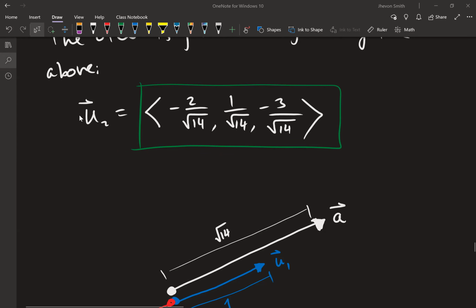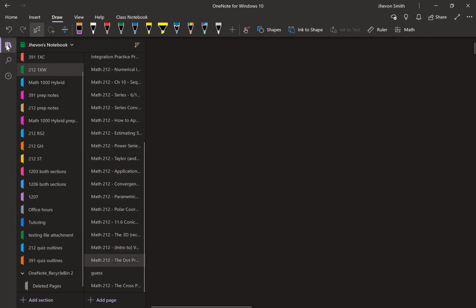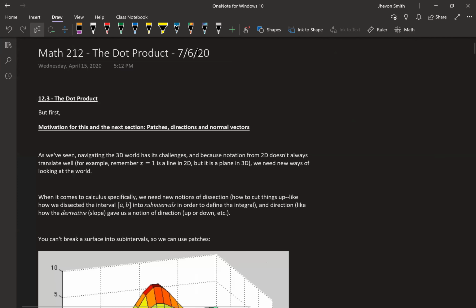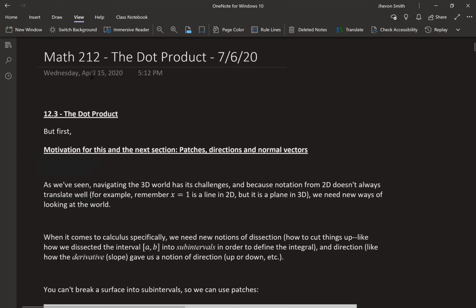Okay, so that's leading us into the next section, where we are going to talk about the dot product. And let's make this a little bigger. Okay, so it's going to be our next section. This is section 12.3, the dot product. We're going to talk about that guy.